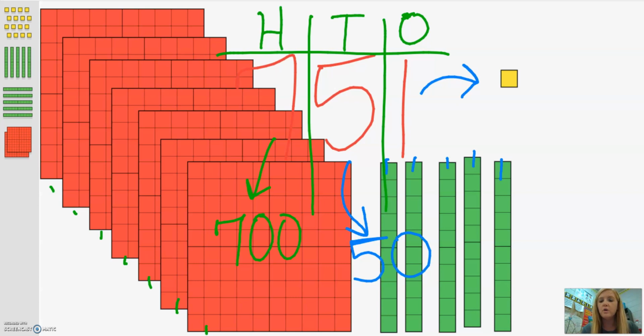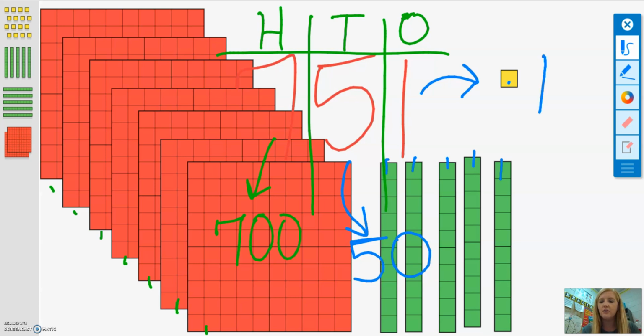So if I have 1, 1, it looks like this, and I want to know what the value is of that 1, 1. We'll just count by ones. 1. So this 1, 1 has a value of just 1. Now, if I wanted to write this number in expanded form, let's see. I want to write it in expanded form. So this is what it would look like.